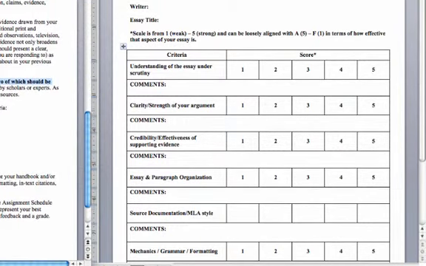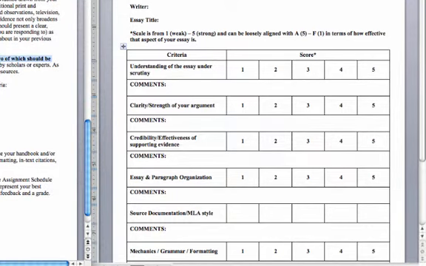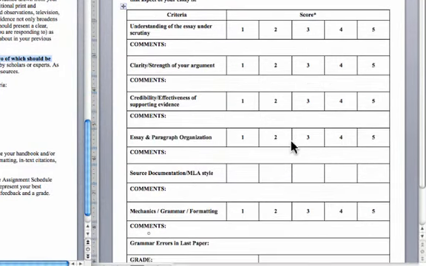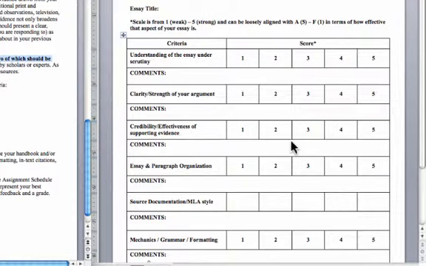Now, these are the grading criteria, and on the right here you can see that I have opened up the grading rubric. This should look familiar to you. It just has these criteria that are specifically for the My Turn essay. I'm going to be grading you based upon your understanding of the essay you're using to base your paper off of. I'm going to be grading you on the clarity and strength of your own argument.